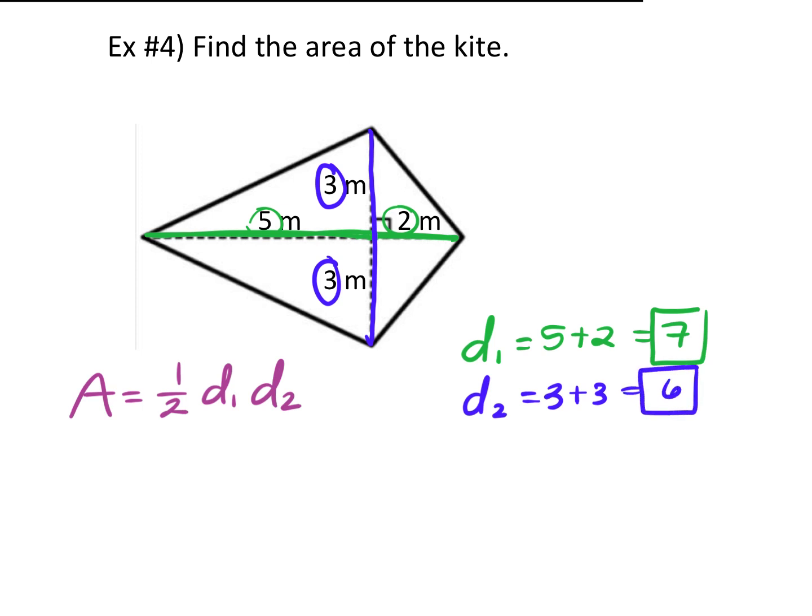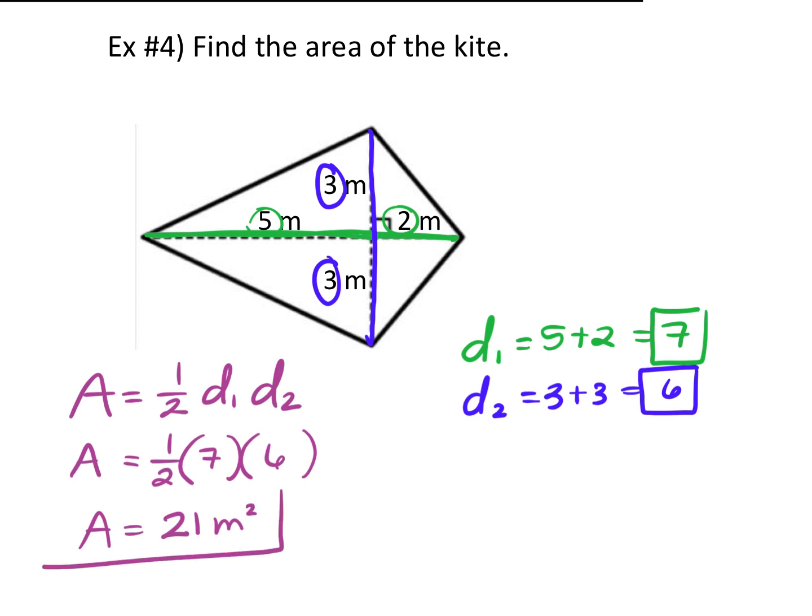So 6. What are you plugging into your calculator? 1/2 times 7 times 6. If you plug that in, you get 21 square meters. Make sure your diagonals are here, not here, not here. It is never a side of the figure. The diagonals always cut through the figure. Are we done with those? Good?